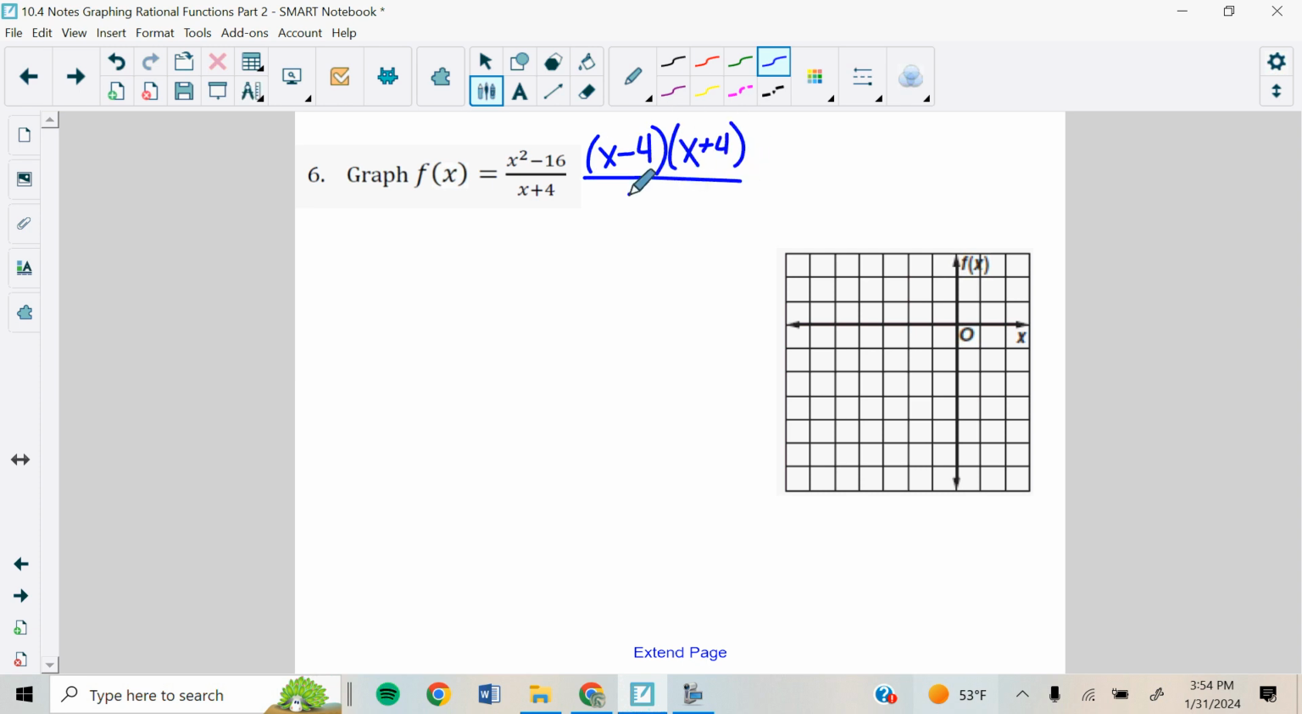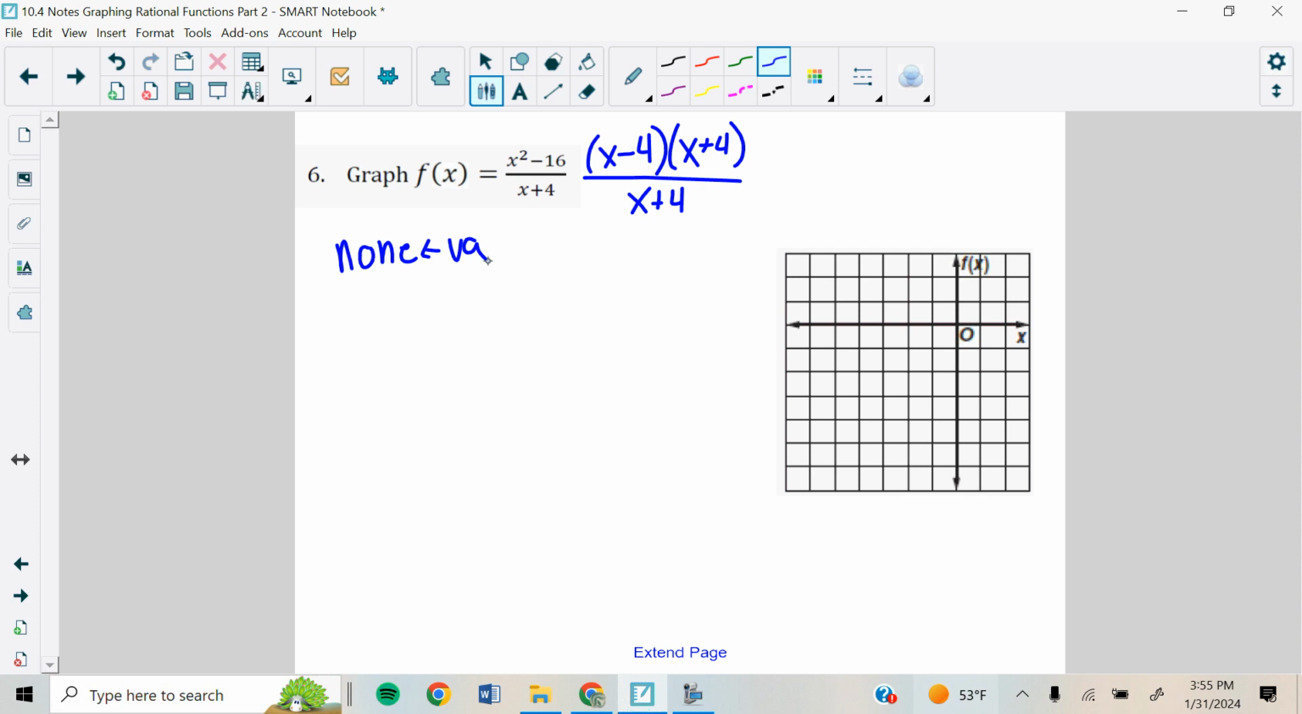Oh, you know what I should have done before that? How about we do some horizontal asymptotes? So if I look, my numerator has x squared and my denominator has x. So the numerator has higher exponents and the denominator has lower. So then that means that I have no vertical asymptotes. So none for vertical asymptotes.